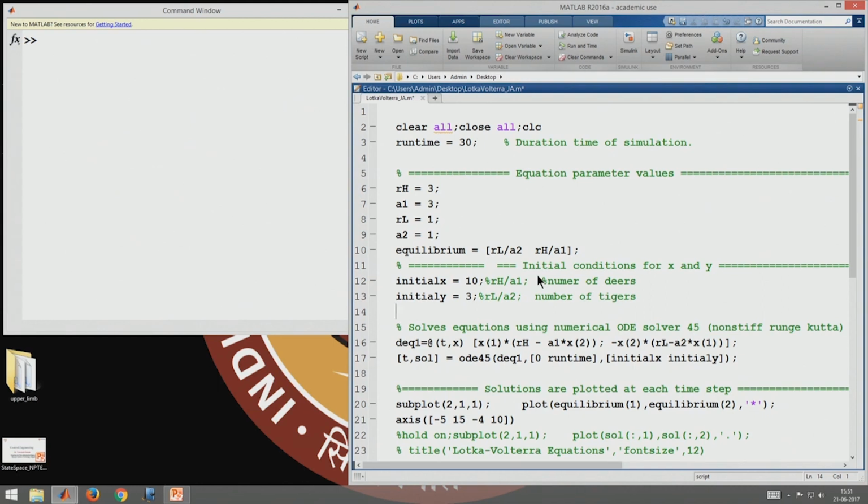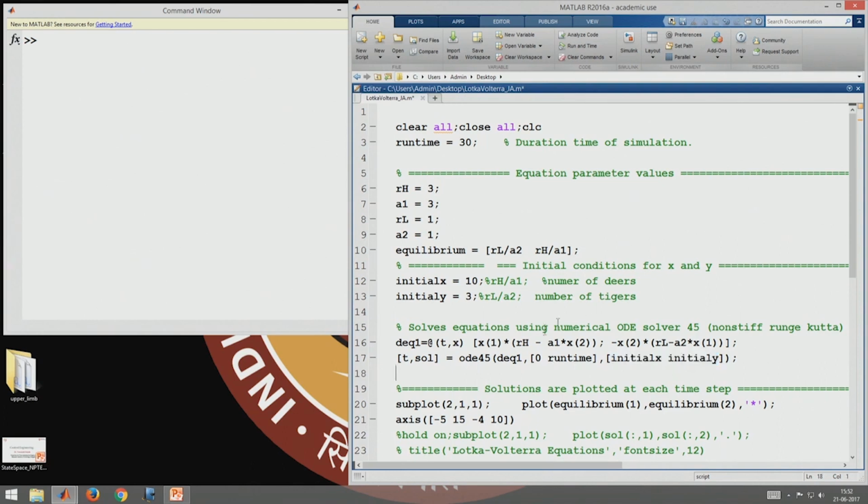So, the number of deers is more than the number of tigers as an initial condition, and then we use this function from MATLAB called ODE45. Okay. So, ODE45 calls a function called DEQ1, which I have defined in the previous line number 16 over here, and it says that we need to simulate it for about 30 seconds with these initial conditions.